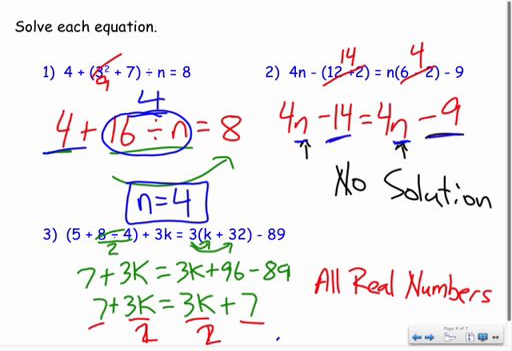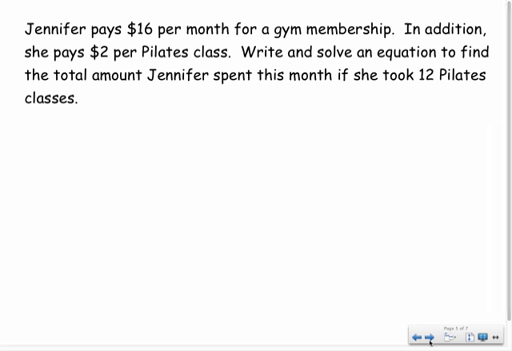Because the negative 14 and negative 9 are different, so there's no solution. Whereas number 3, they're the exact same on both sides. So now everything is a solution. Okay, those are the differences. And we call this the identity property as well. All real numbers is perfectly fine by me. If you want to say identity, I'm okay with that too. But every number would work for 3.